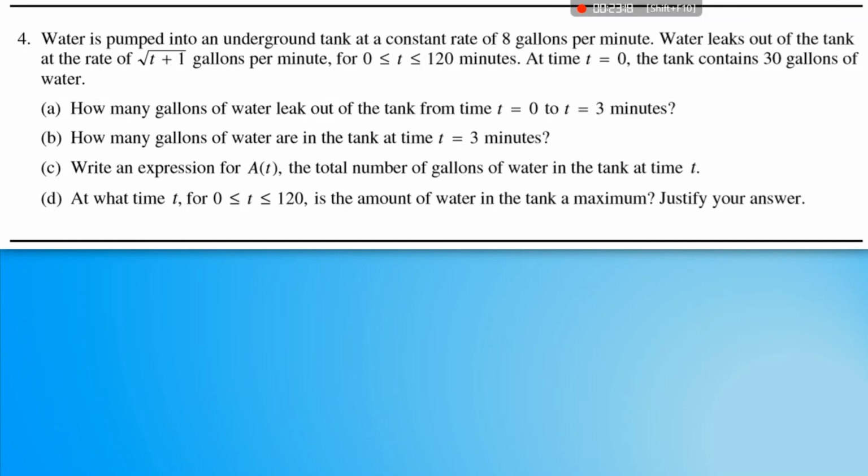Last one. Figure out what time the amount of water in the tank is at a maximum, and then justify your answer. Okay. Junho, in general, what do we have to do if we want to maximize something?